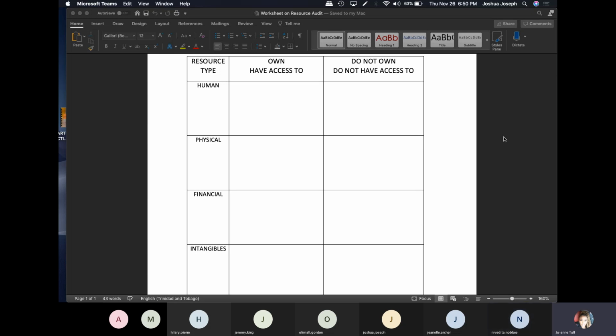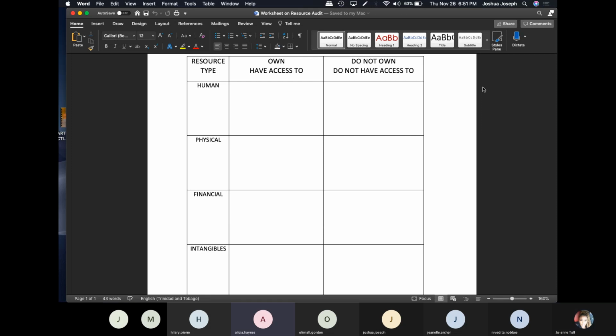Okay. If you put it there and you've not gained access to it, what have you done then? Anybody? Let's say you're building the plan and you don't have it, you're thinking of doing it, but you put it there. What happens then? You're going to mislead yourself in terms of what resources you do have and what you don't have access to.